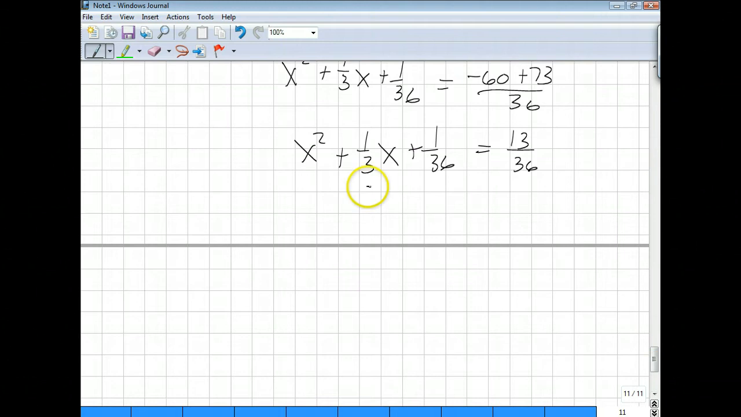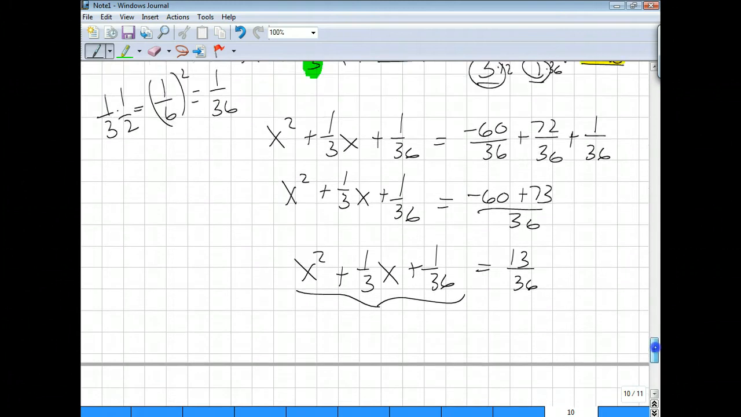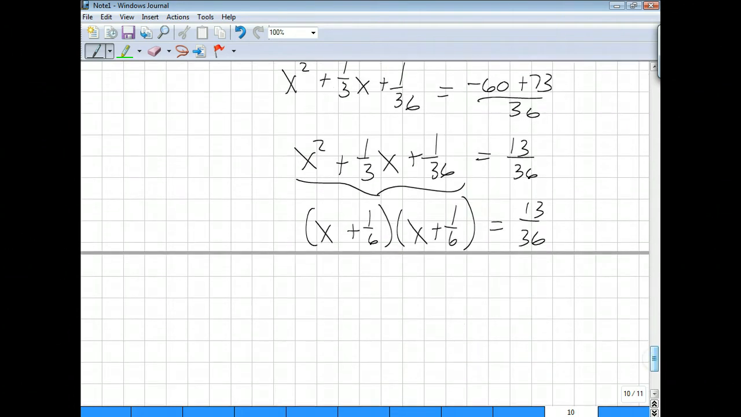So now we're ready to factor. So what does this factor to? What did we actually square? Remember, we squared a 1/6. So this is going to factor to x plus 1/6 times x plus 1/6 equals 13 over 36. But that's really x plus 1/6 quantity squared equals 13 over 36.